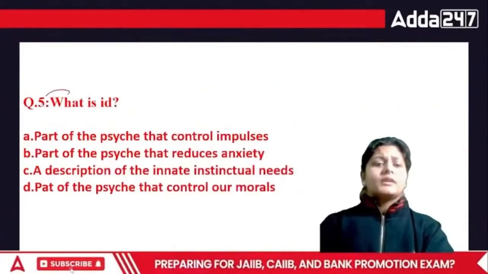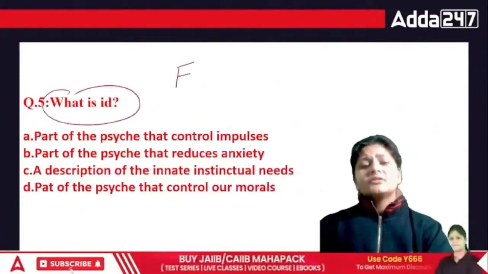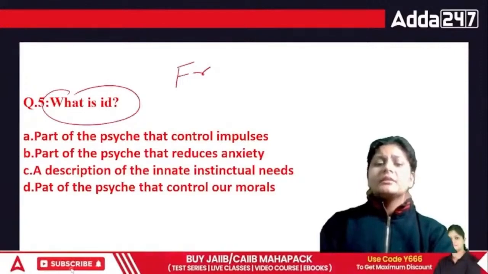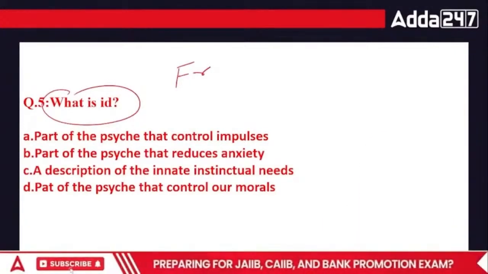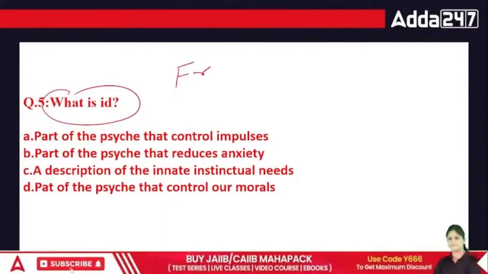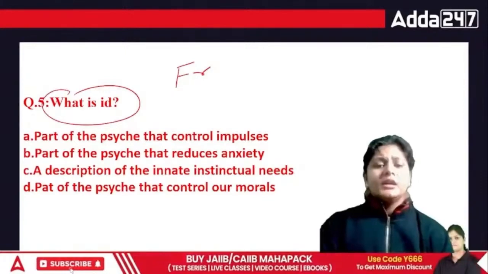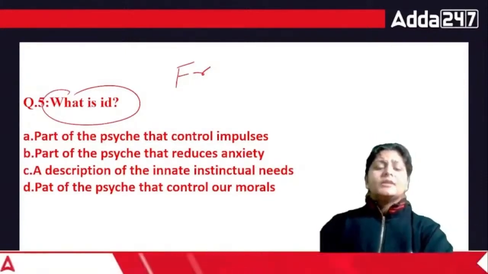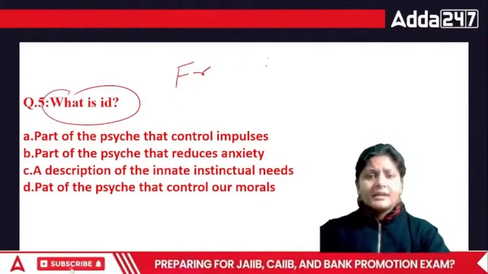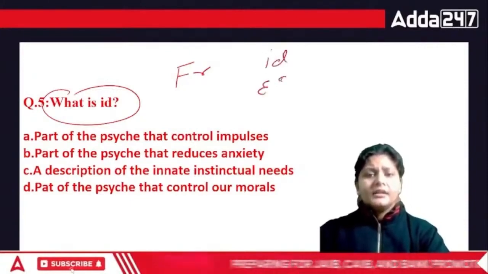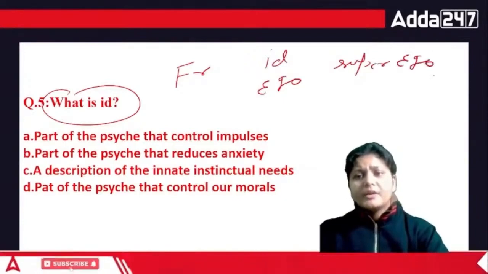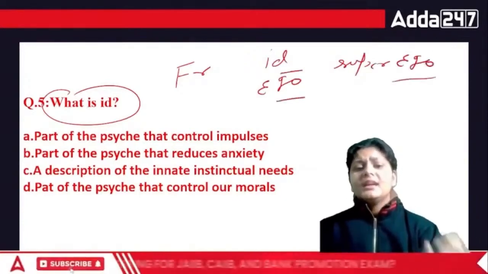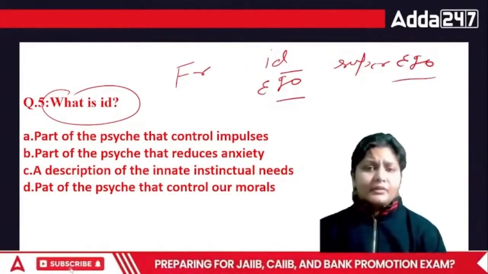Next question is: what is the id? See, in the personality theory, three states are given, that is id, ego and super ego. Now what is the meaning of id? See, id is your impulsive behavior.